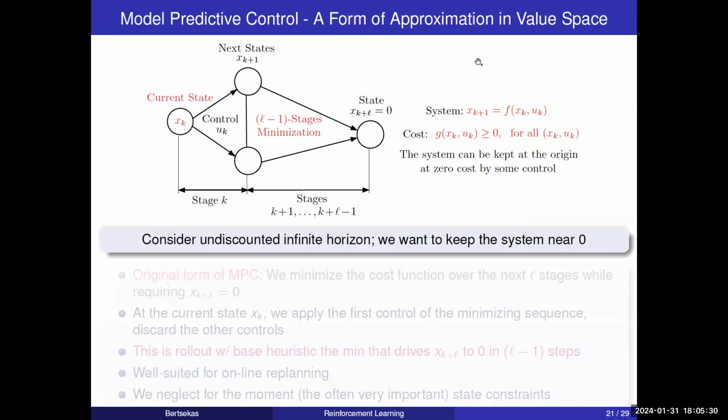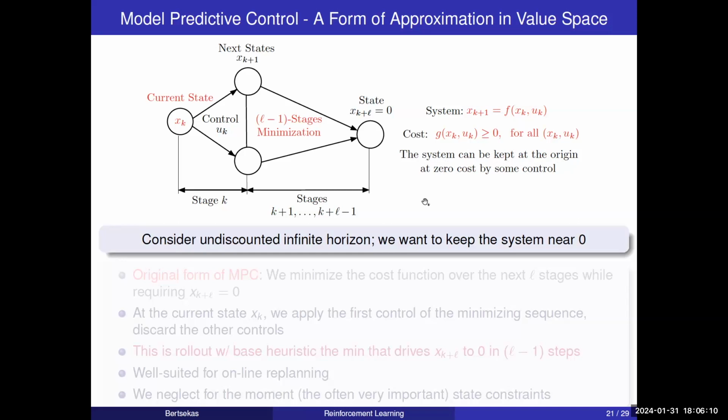The methodology goes back to the late 80s. And I'm going to give you here the original form of the model predictive control formulation. I'm going to be using the term MPC, model predictive control. So in the original form of MPC, you have a system that is deterministic. There's a cost that's positive, except at the origin where the cost is zero, and it's positive everywhere else. So the objective, roughly speaking, is to control the system so that it stays near the origin.